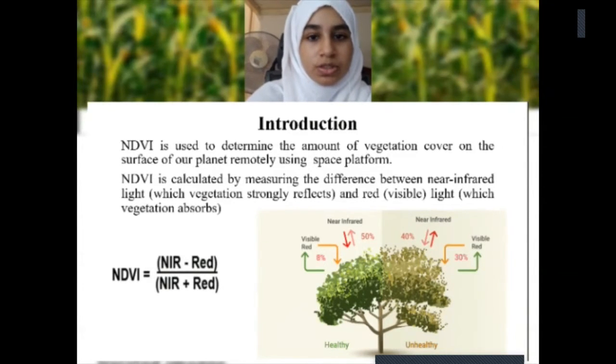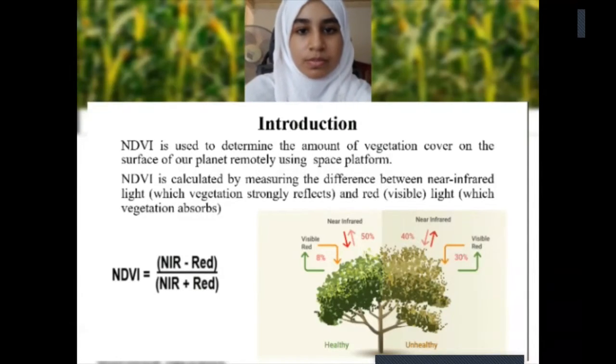A value of 0 means no vegetation, for example a tundra or desert, and close to positive 1 indicates the highest possible density of green leaves.